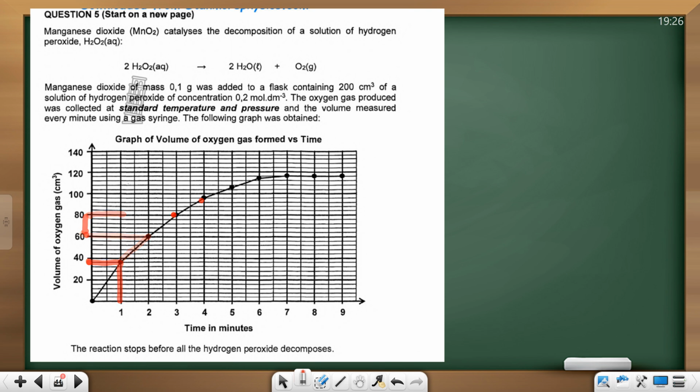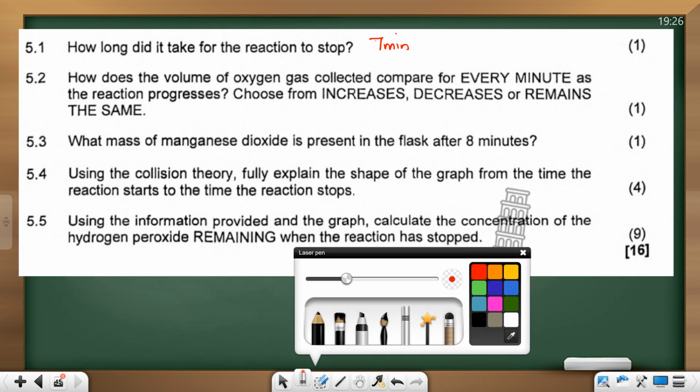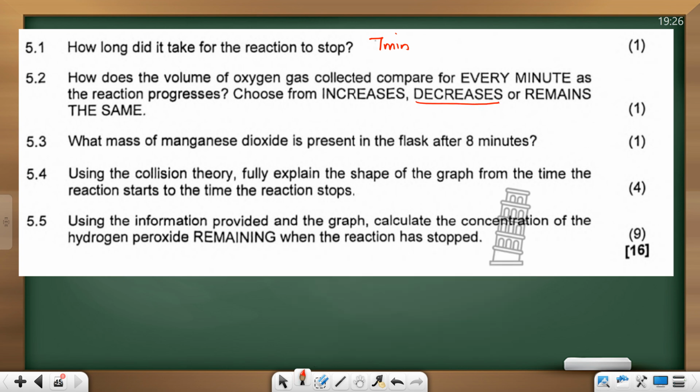Okay, so what's the answer? Decrease. They're silly questions, but very, very tricky. Decreases. And we did explain that, right? Because as you are using, reactants are reducing.